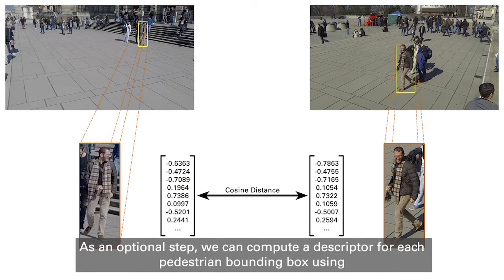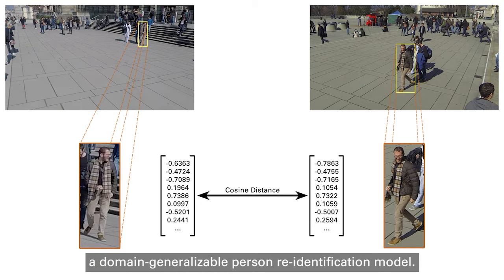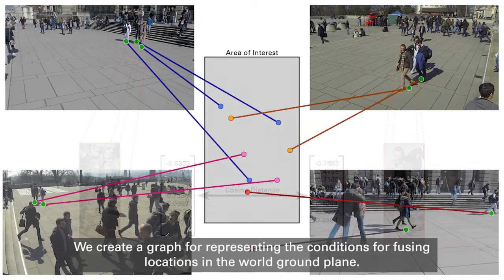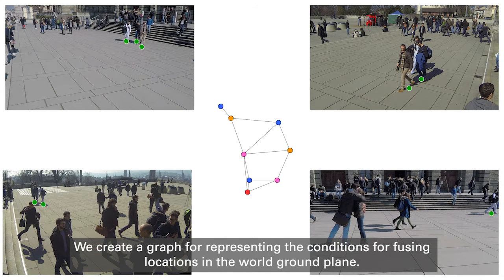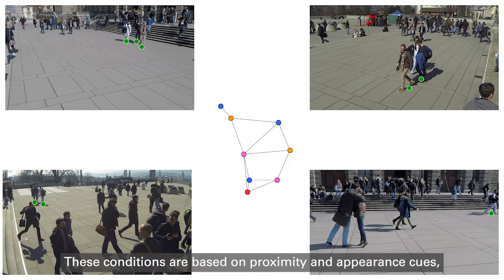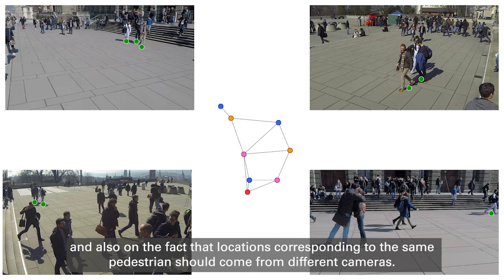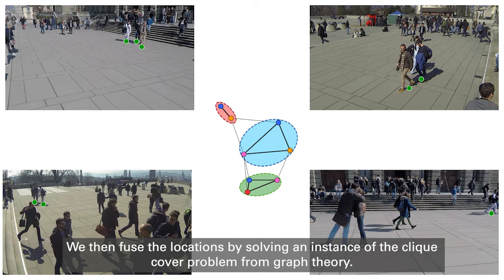As an optional step, we can compute a descriptor for each pedestrian bounding box using a domain generalizable person re-identification model. We create a graph for representing the conditions for fusing locations in the world ground plane. These conditions are based on proximity and appearance cues, and also on the fact that locations corresponding to the same pedestrian should come from different cameras. We then fuse the locations by solving an instance of the clique cover problem from graph theory.